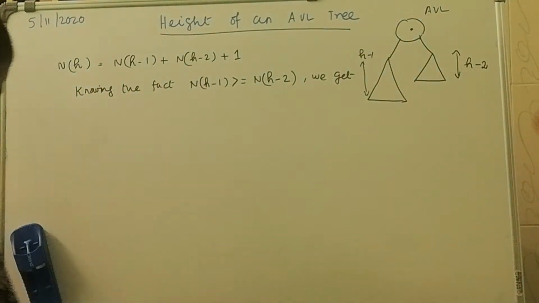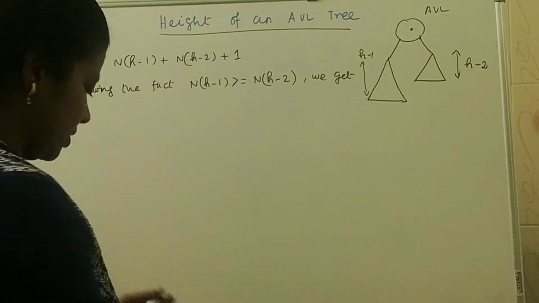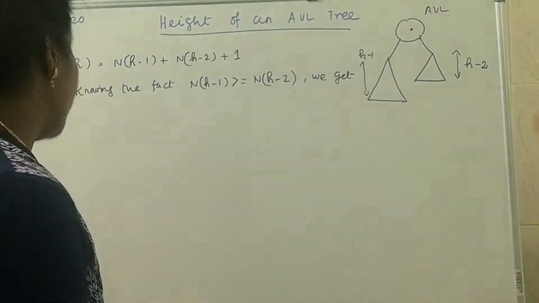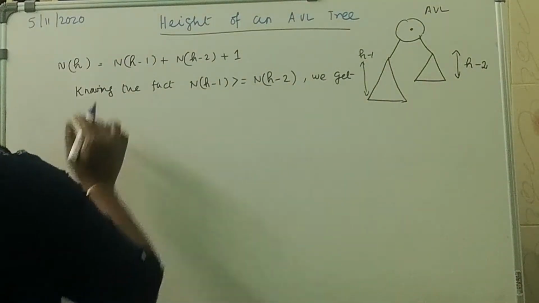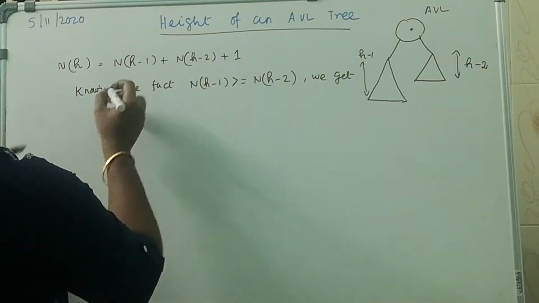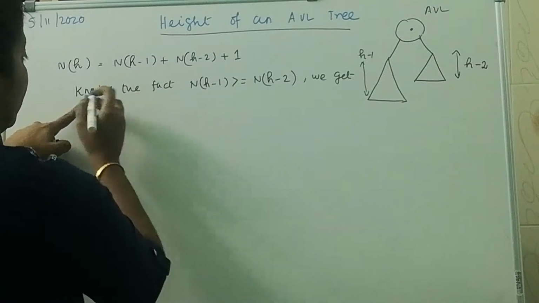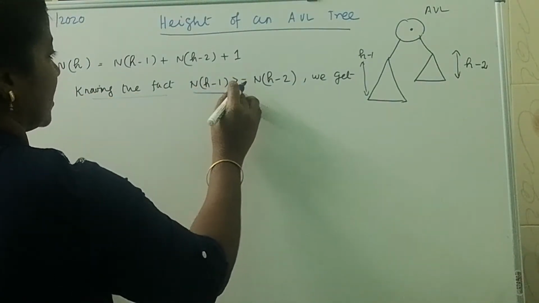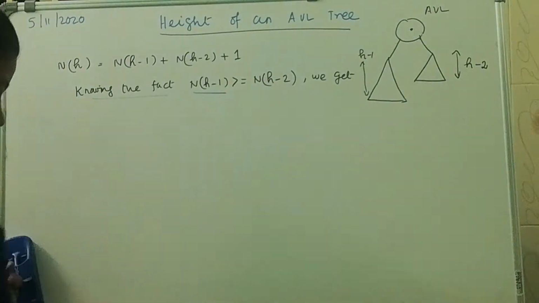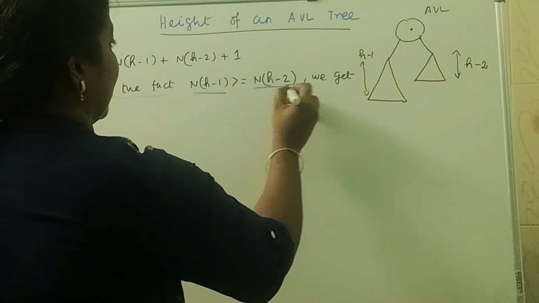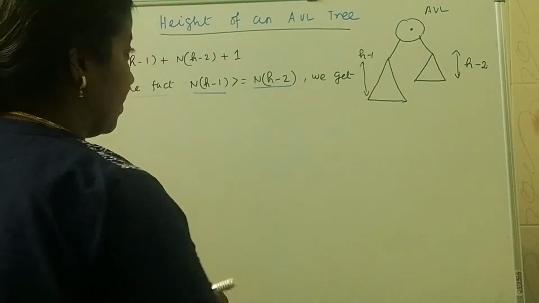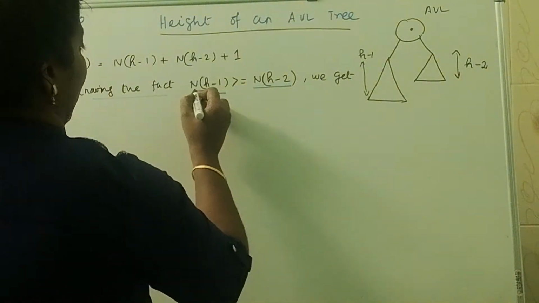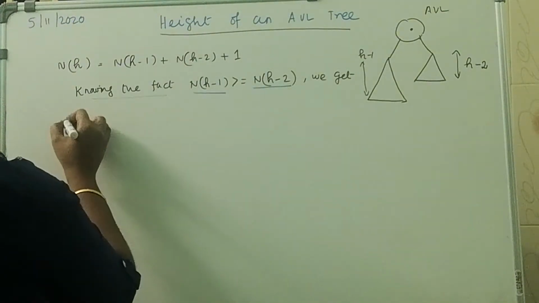And as I said, we are trying to solve this recurrence relation using an approximation method. So now let us proceed by knowing this fact. Knowing the fact that n of h minus 1 is greater than n of h minus 2. So what do you mean by that? As the height increases, the number of nodes also increases. So we use this fact to solve this recurrence relation.